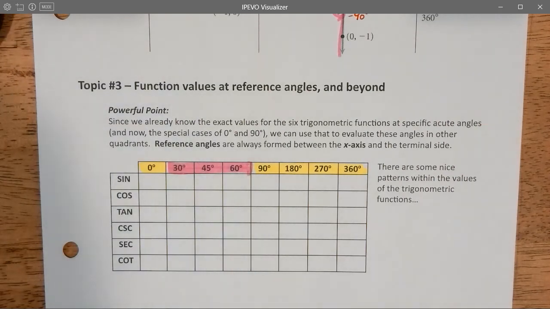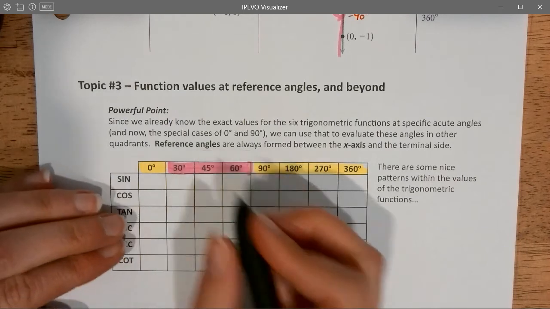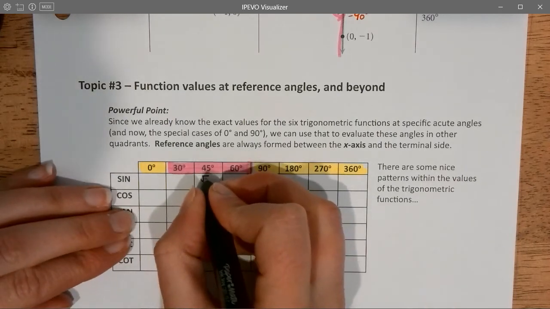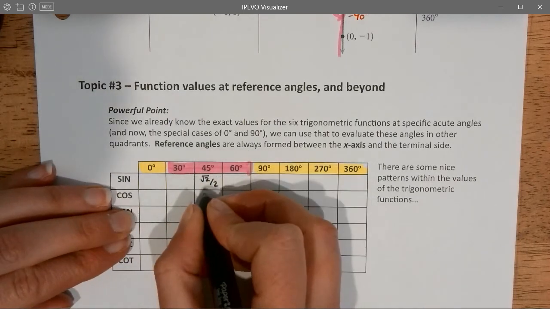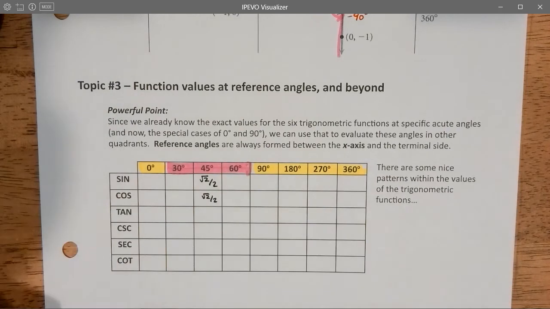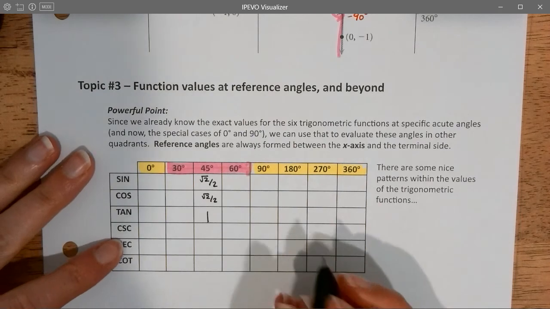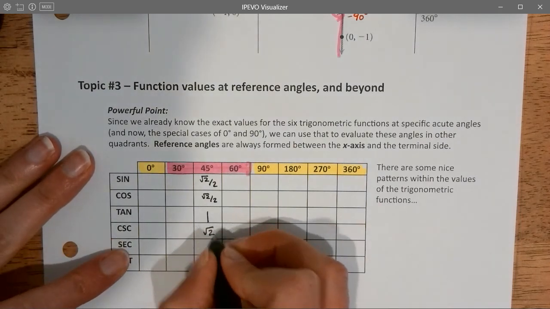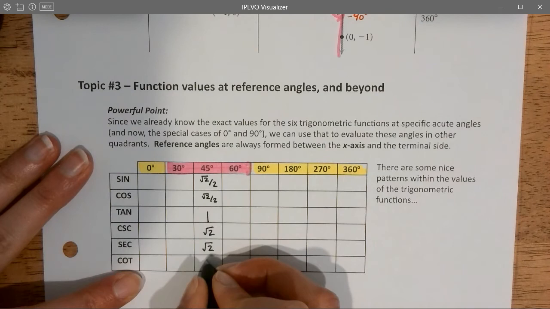I'm going to start with 45 because I have these ones memorized. I know the sine of 45 is square root of 2 divided by 2, and the cosine is also square root of 2 divided by 2. That means that the tangent is 1. The cosecant is the square root of 2, the secant is the square root of 2, and the cotangent is 1.